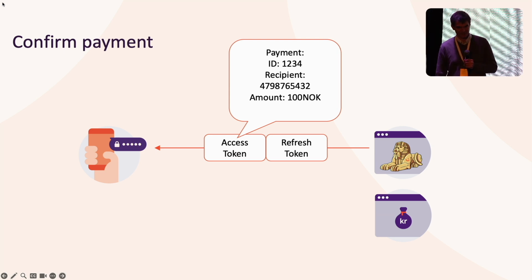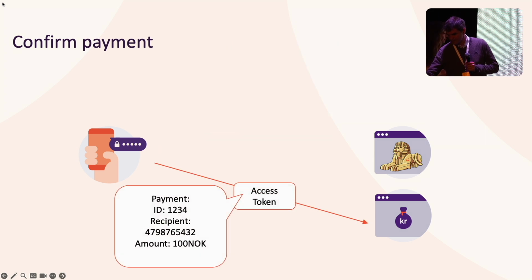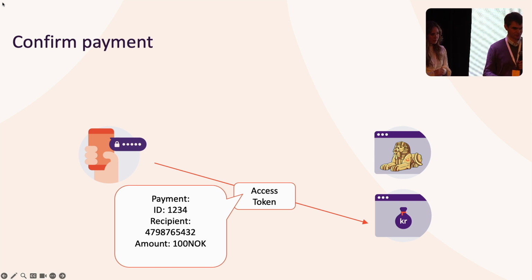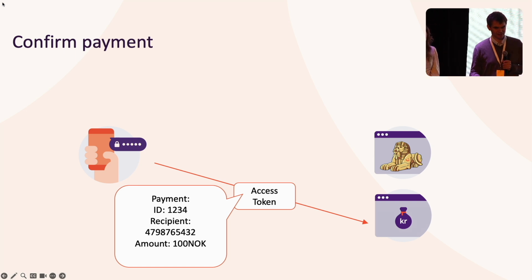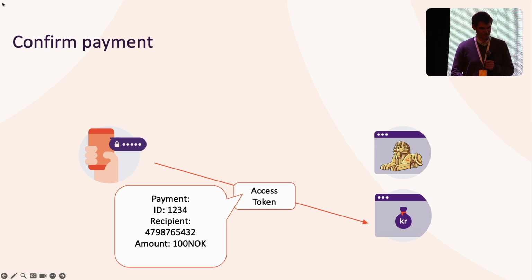And then later, when the payment confirmation API call is actually made, we have the data in the access token for the payment, and it's supposed to match the actual payment being performed. So that means that you can't use one payment confirmation for one payment to confirm another payment. You can't edit the amount or the recipient or anything like that.